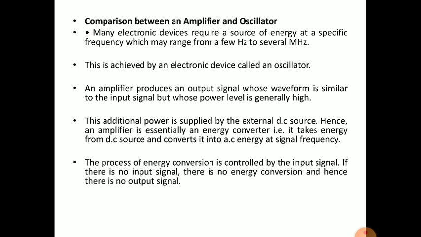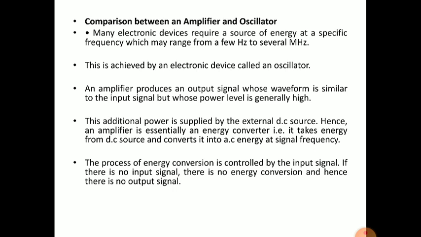An amplifier produces an output signal whose waveform is similar to the input signal, but whose power level is generally high. So the definition of amplifier: we are giving some input signal and we are getting the same input signal in an amplified version, that is, at a higher power level. That is an amplifier. The additional power is supplied by the external DC source. Hence, the amplifier is essentially an energy converter: it takes energy from the DC source and converts it into AC energy at signal frequency. This is what actually happens in the amplifier.